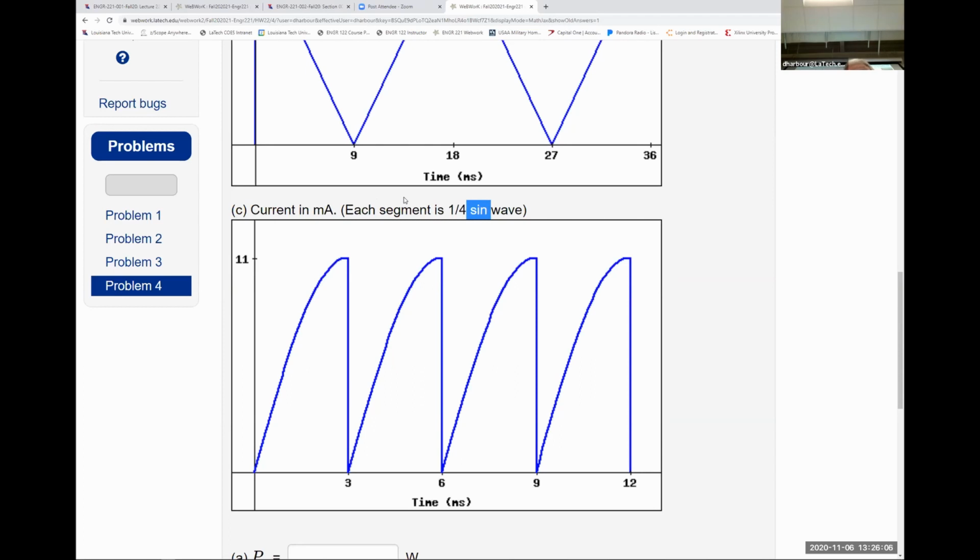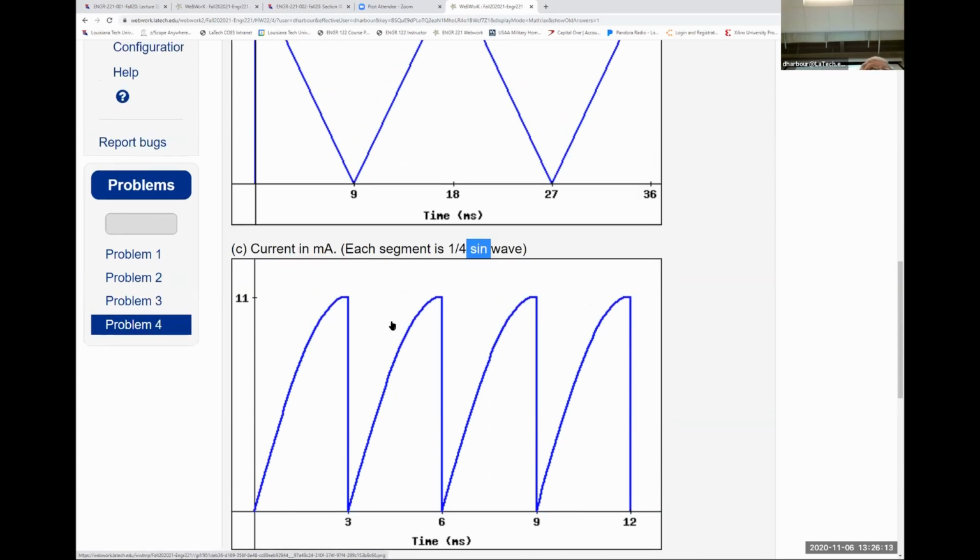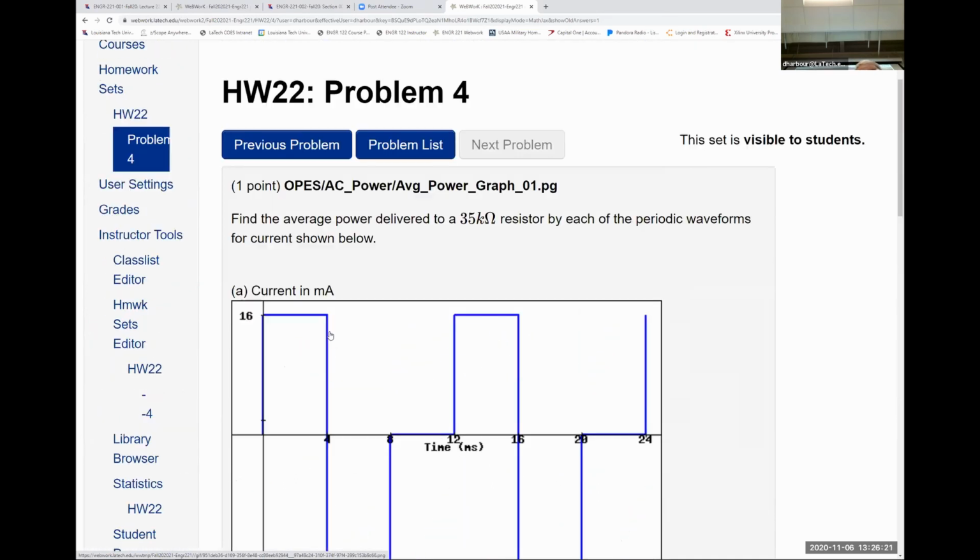So that's it. This one's sinusoidal. The fact that it's a quarter of a sine wave doesn't matter. Peak over the square root of 2. All you need to know. Okay. So that's the RMS value there. Okay. And that's it.